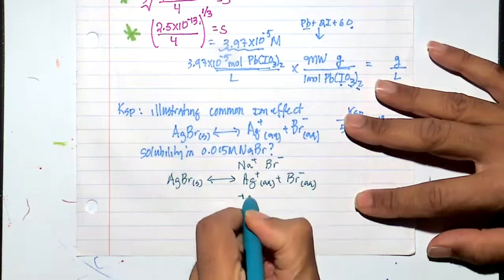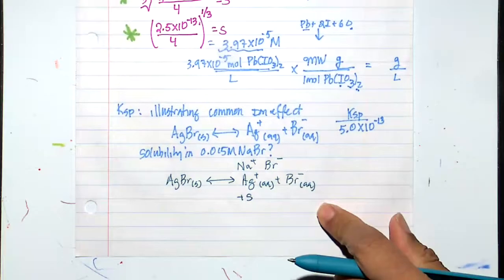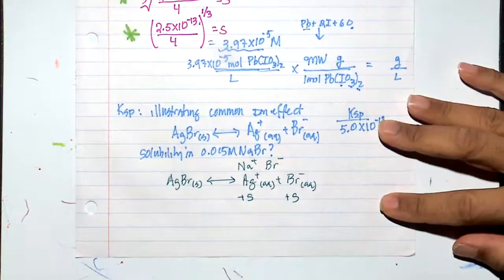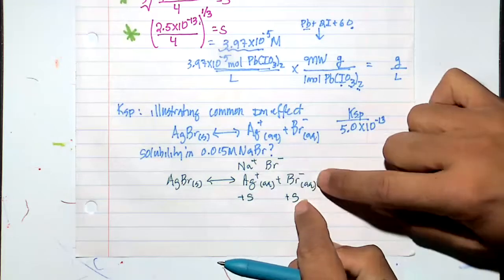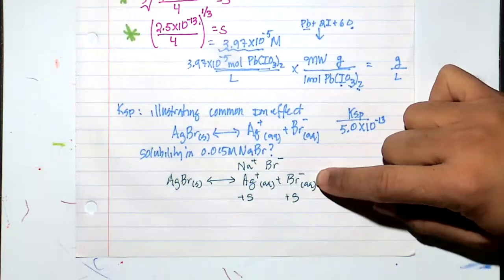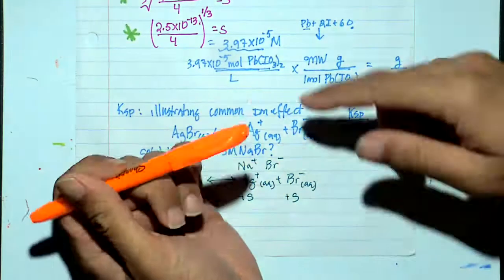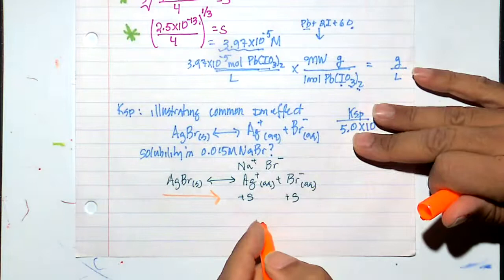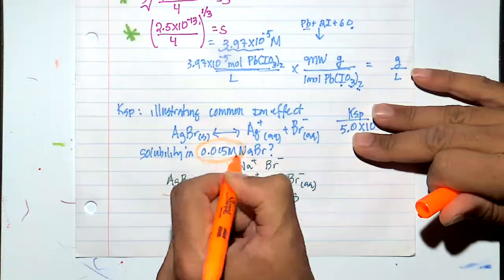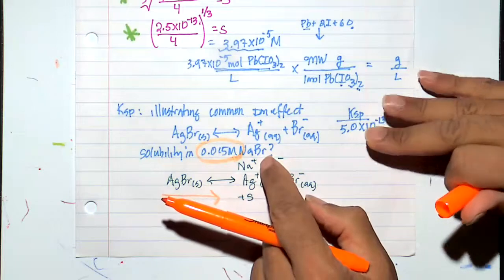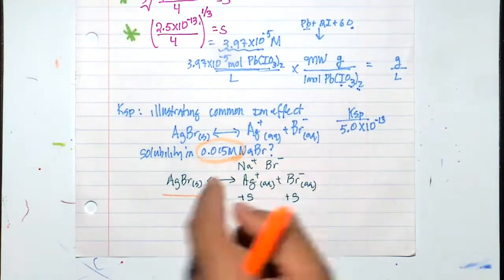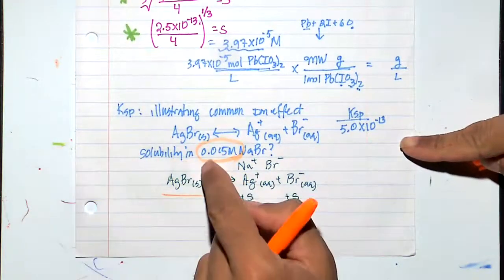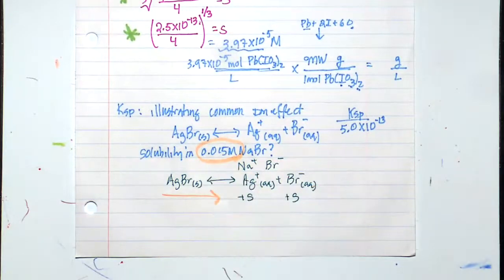Okay, so this is going to be plus S. Make sure our Ksp equation is balanced. This is S. This is S, the reaction that's going this way. But what else is it also? Where's the Br minus coming from? You see there's two sources of Br minus. One source is the reaction going this way. Okay, what's the other source of the Br minus? The other source of the Br minus is the NaBr, because remember, the solid is not going in this direction in water. It's going in this direction, in 0.015 molar NaBr. Everyone see that?